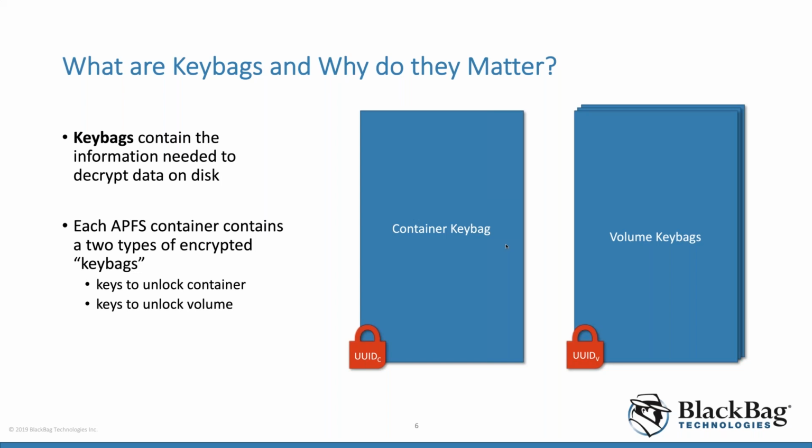There are two types of keybags on APFS. There's a container keybag, where you'll have one keybag per container, and a volume keybag, where you'll have one keybag per volume. So usually you're only going to have one container keybag, and then you'll have one volume keybag for each of the encrypted volumes on the system.